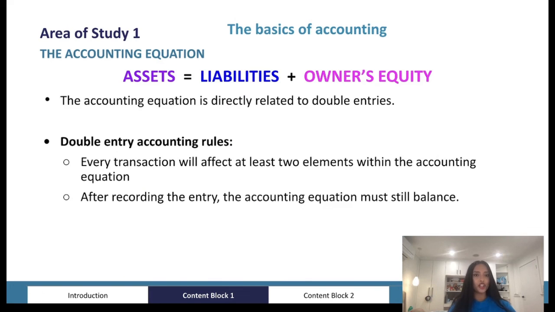So, as I mentioned before, the accounting equation is assets equals liabilities plus owner's equity, and this introduces us to the double entry system of accounting. And there are two rules that are involved. Firstly, every transaction affects a minimum of two elements from within the accounting equation. So it could be assets, liabilities, assets, owner's equity, liabilities, owner's equity, so on. And the second rule is that the equation still needs to balance after the transaction has been recorded. So after you've made an entry of a transaction, the entire accounting equation should still be able to balance.